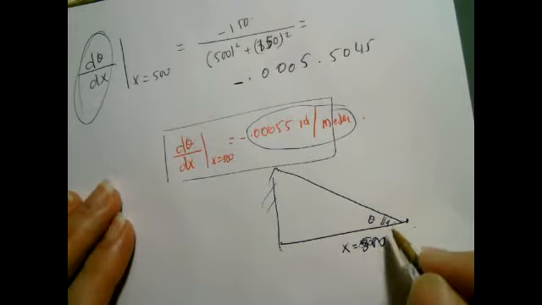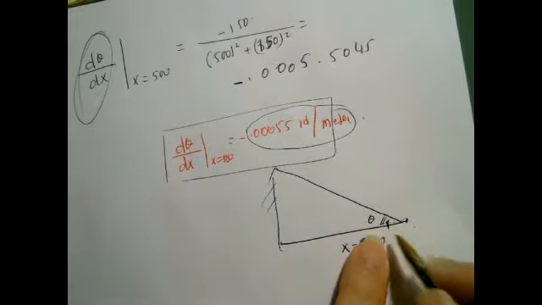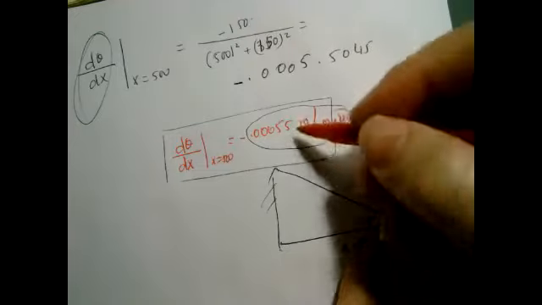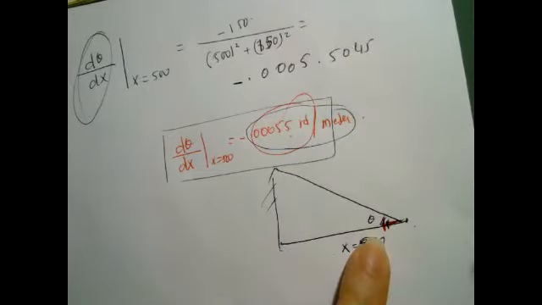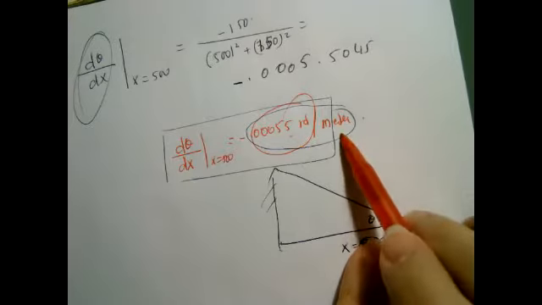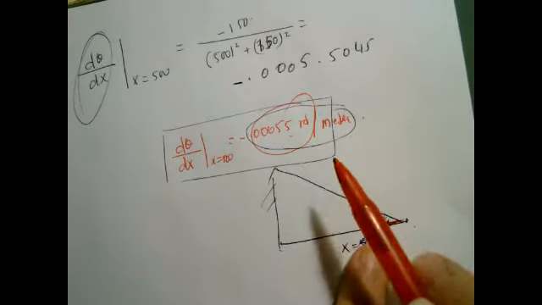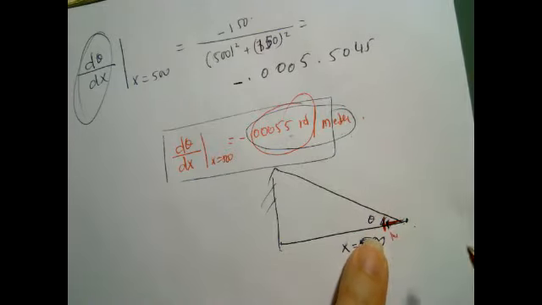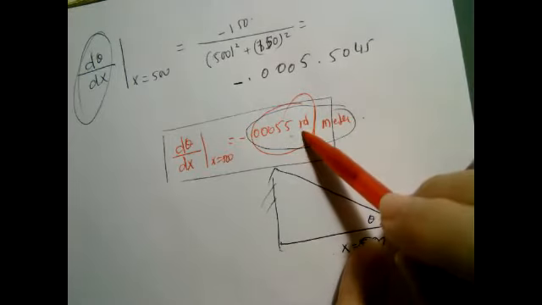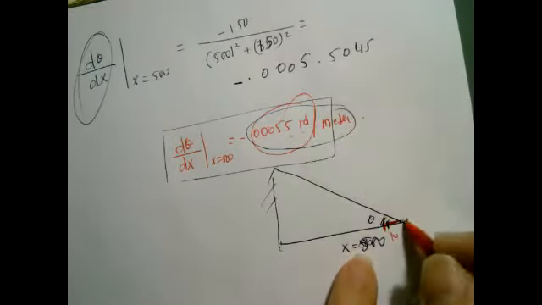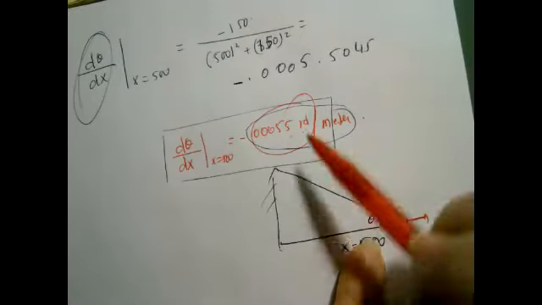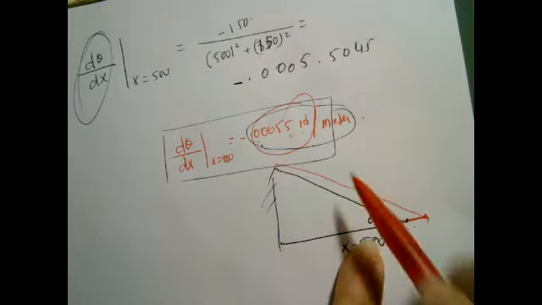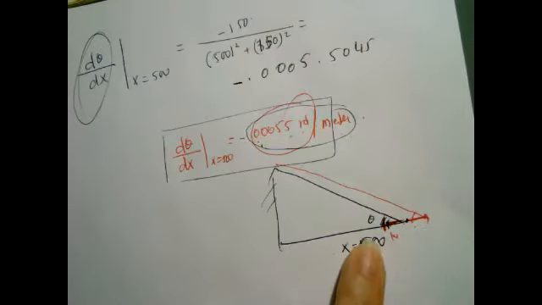So if you change x by a tiny bit, so this is 500, if you change x by 1 meter, theta is going to change by that much radian. Very, very little. So when we put units, we start interacting with the derivative as a rate. We push by 1 meter in the positive direction, and theta is changing by minus 0.0005, because it's losing value.